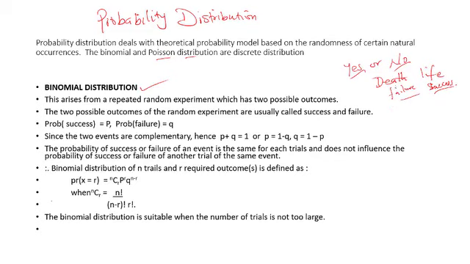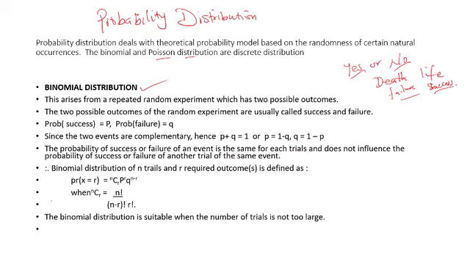So what it's trying to tell us is that if you add the probability of death and the probability of life, it should be equal to 1. That is one of the assumptions of the binomial distribution. So the probability of success or failure of an event is the same for each trial and does not influence the probability of success or failure of another trial of the same event.